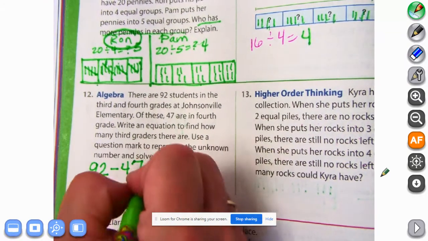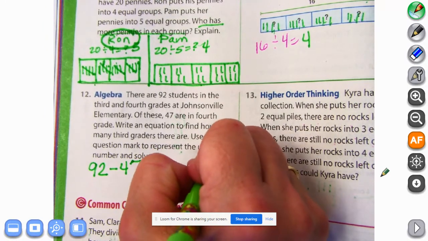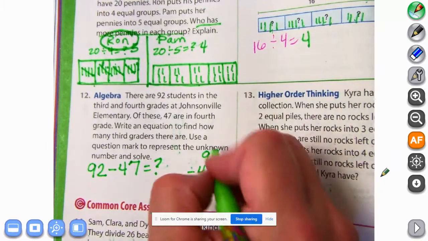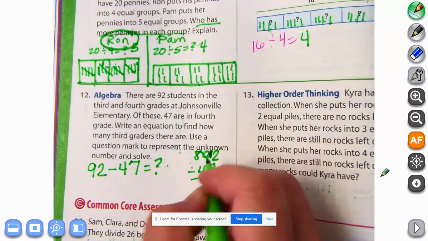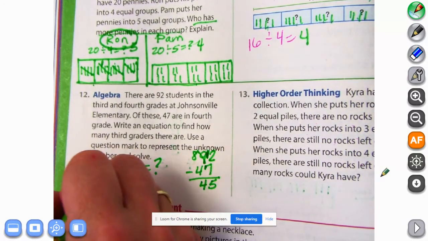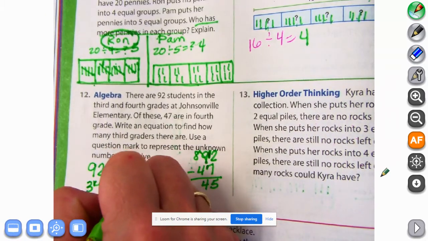So if we take away the 47 from the total, I'm going to stack them. Always put the larger number on top. I'm going to stack them so I can see. It leaves 8. I'm going to borrow. So 12 minus 7 is 5, and 8 minus 4 is 4, so 45. So 3rd graders equals 45.